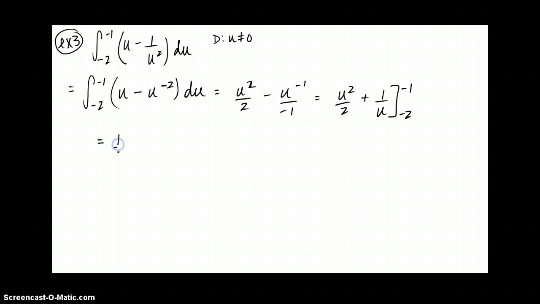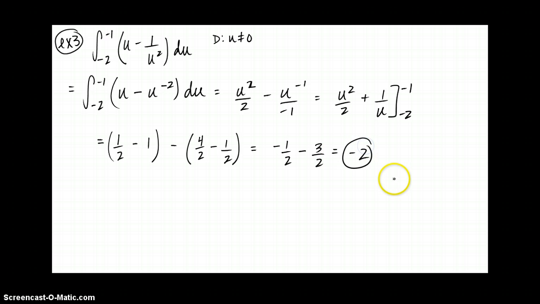Plugging in negative 1, 1/2, minus 1. Plugging in negative 2, 4/2, minus 1/2. Okay, barring any mistakes, find my mistakes for me, negative 2 would be our answer. So again, the answer can be positive, negative, or 0.